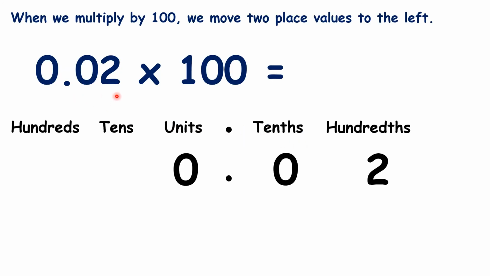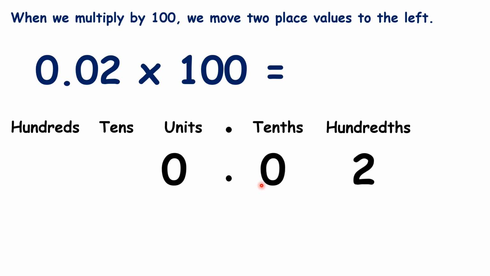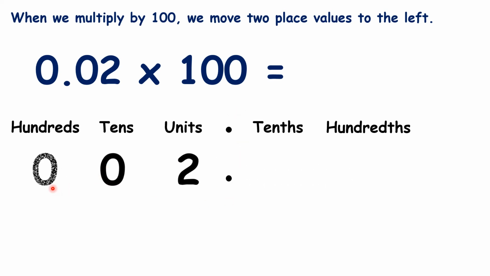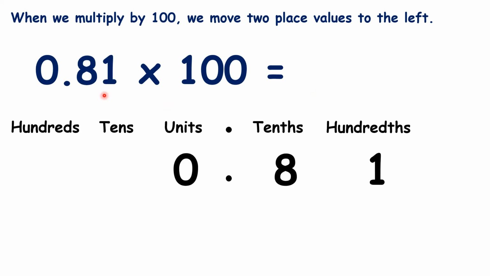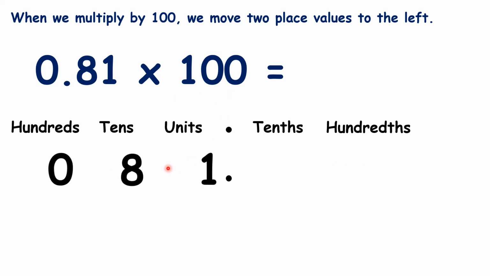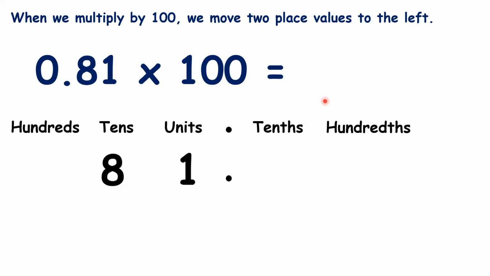So what is 0.02 times 100? 0.02 times 100 is 2. 0.81 times 100 is 81.